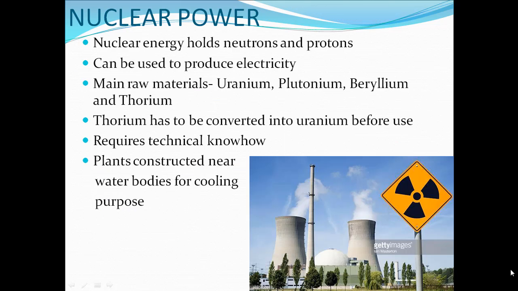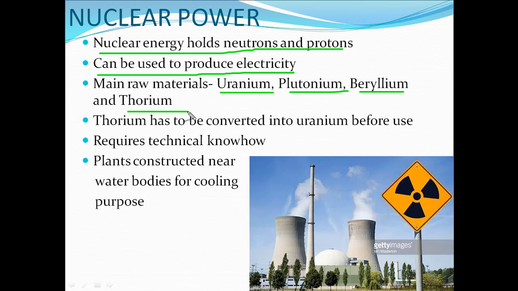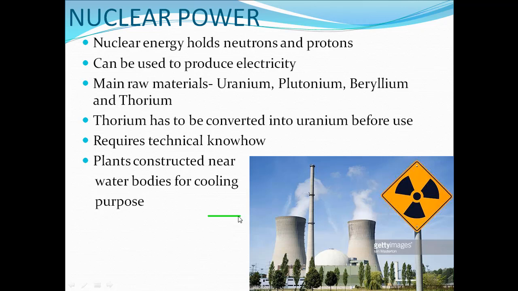Now we'll see one of the very revolutionary non-conventional sources of energy. If this energy is used in a very wise manner, this will be one of the future energy sources: nuclear power. Nuclear energy holds neutrons and protons. It can be used to produce electricity. The raw materials used are uranium, plutonium, beryllium and thorium. Thorium has to be converted into uranium before you use it for generation of power. It requires a lot of technical know-how, knowledge about how to use such fuel. Usually nuclear power plants are constructed near water bodies for cooling purposes.